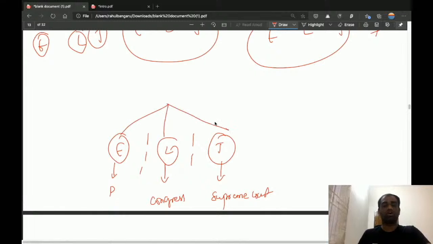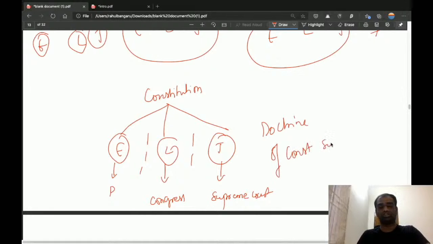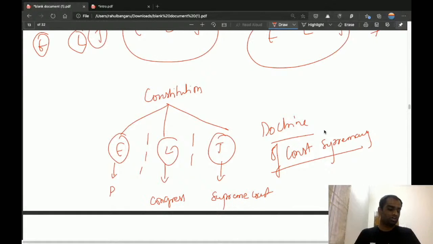Now all these organs derive their power from the constitution. This type of government is called the doctrine of constitutional supremacy, because the powers of all these three bodies are derived from the constitution. The power of the president, the legislature, the executive, and the judiciary are all derived from the constitution. So that's why in India we follow the doctrine of constitutional supremacy. That's why the constitution is supreme in India.